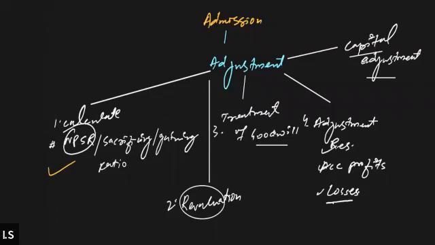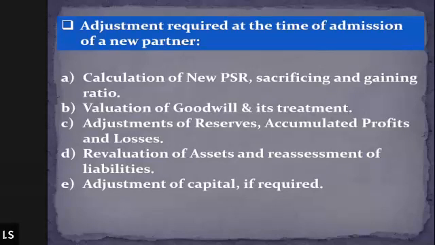But before that, I just want you to note this down. Please note these 5 adjustments. Adjustments or calculations required at the time of admission of a partner are: calculation of new PSR, sacrificing and gaining ratio, valuation of goodwill and its treatment, adjustment of reserve, accumulated profit and losses, revaluation of assets and reassessment of liabilities, and adjustment of the capital if required. Note it down. Let me know as soon as you are done. Then we will start with the question.